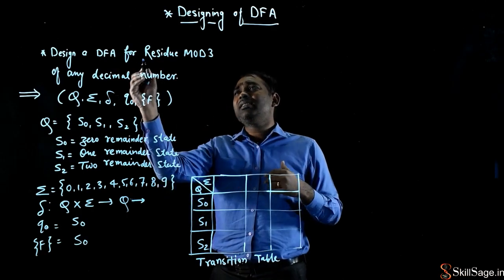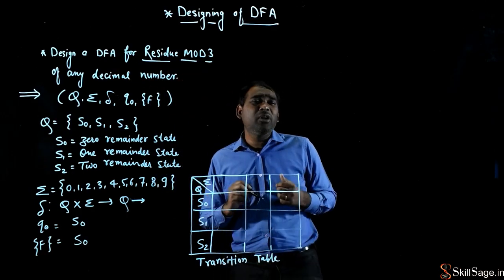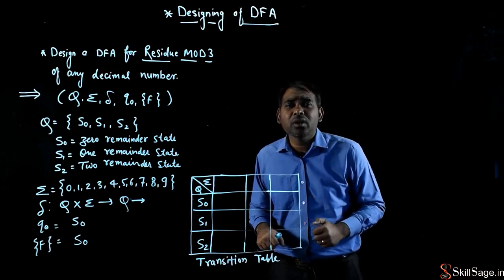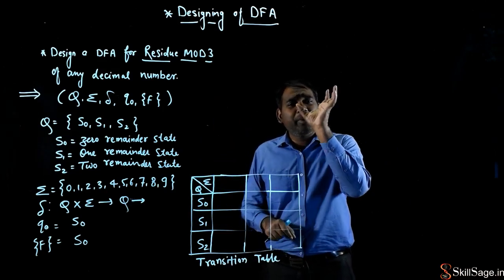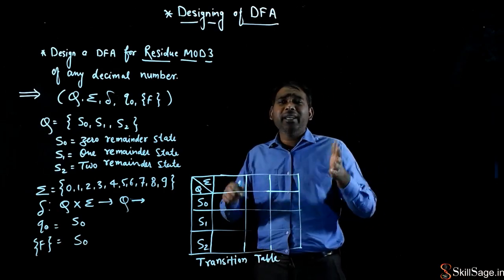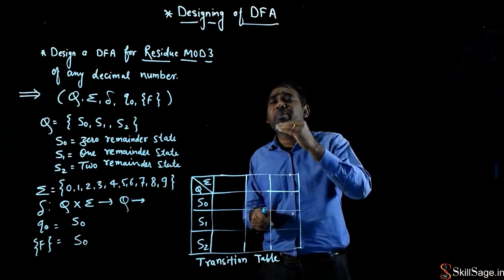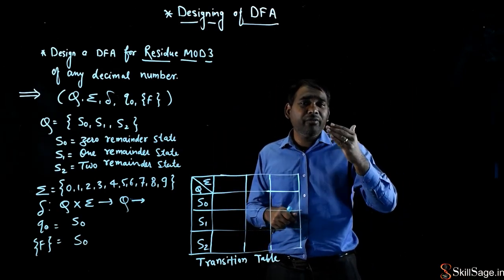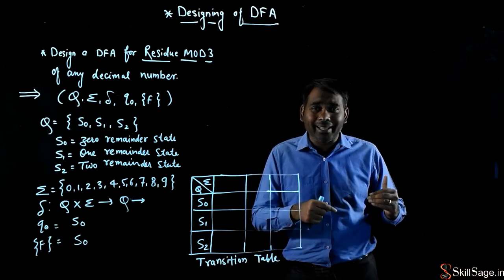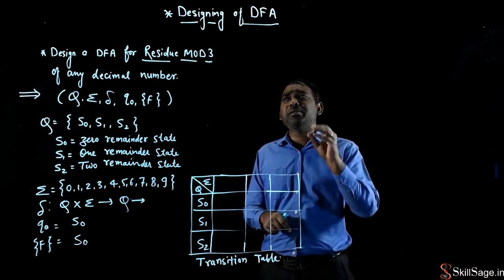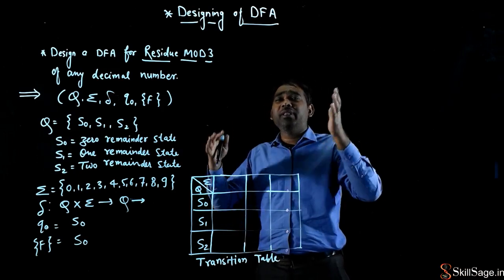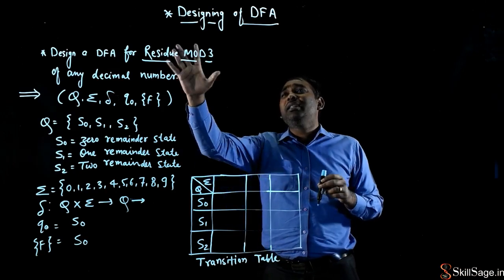What does it mean? What is this residue mod 3? Residue mod 3 is nothing but this: we have decimal numbers and we need to check whether any decimal number is perfectly divisible by 3 or not. How do we come to know that a decimal number of any length is perfectly divisible by 3? When we divide that decimal number by 3, if we get a 0 remainder at the end, then we can say that the number is perfectly divisible by 3. How are we going to check it? With the help of a DFA, how are we going to solve this kind of problem?